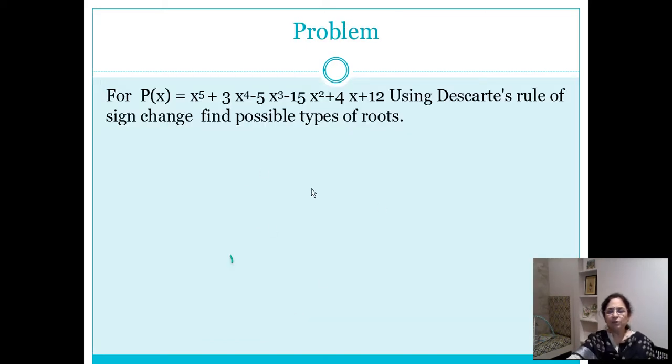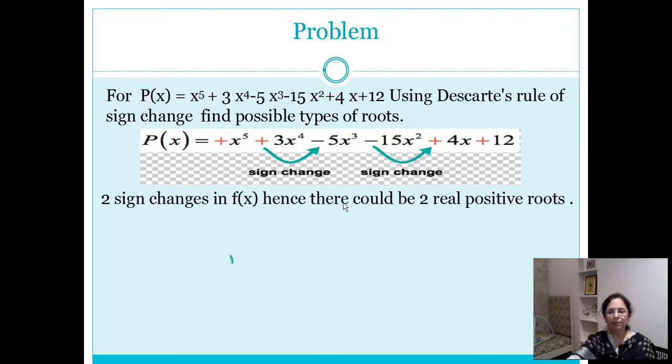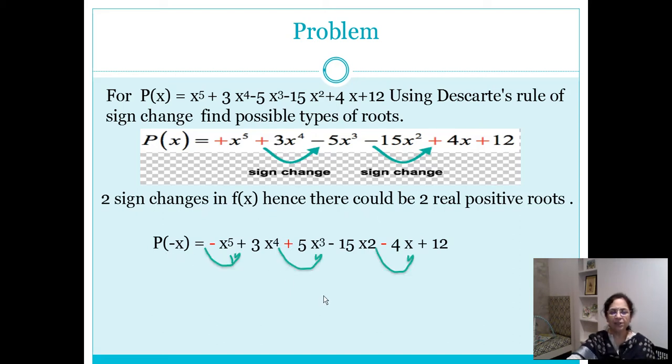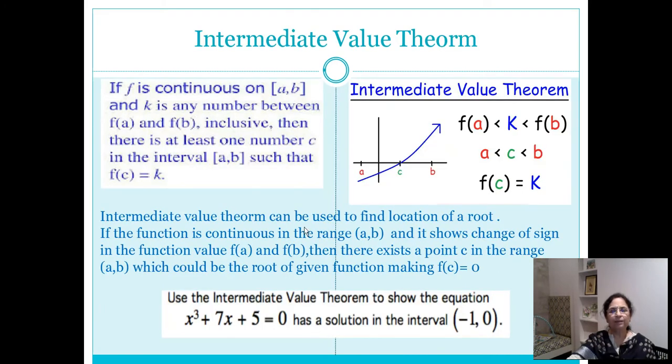This is another problem which we can discuss for checking how to use Descartes' rule of sign change. Now you can quickly see the number of sign changes for positive: 2 sign changes in f of x, so the maximum could be 2 positive real roots. When we replace x by minus x, we get the sign changes which are indicated in this equation. There are 3 sign changes, so it could have 3 negative real roots. Okay. If this is clear, this is just a fundamental expression which we have made use of for identifying the possible real roots and imaginary roots.